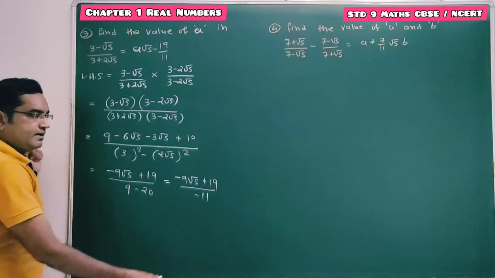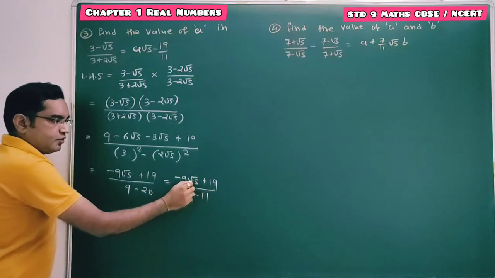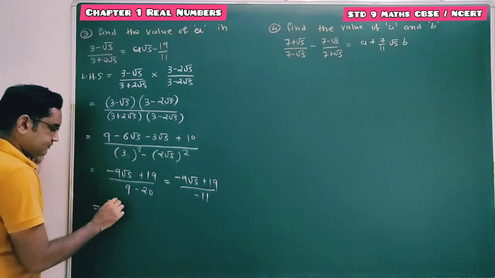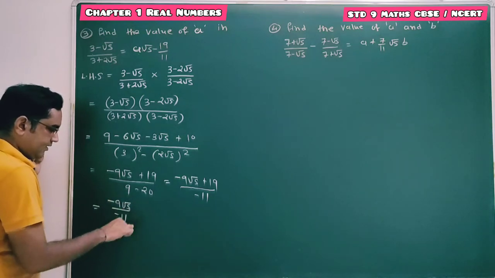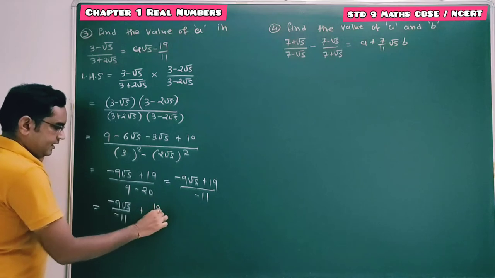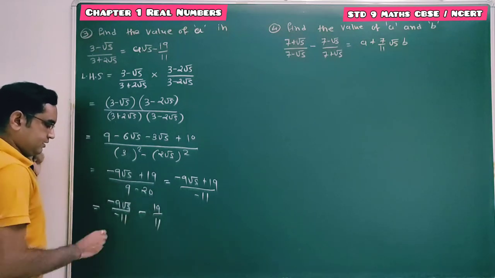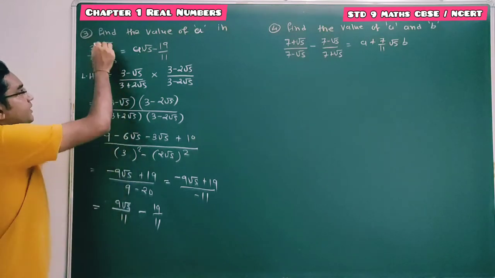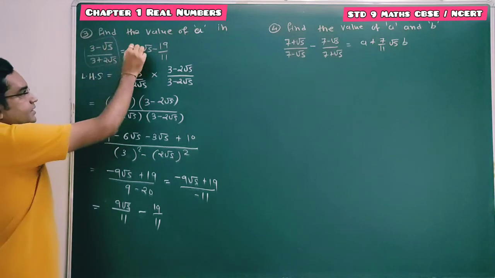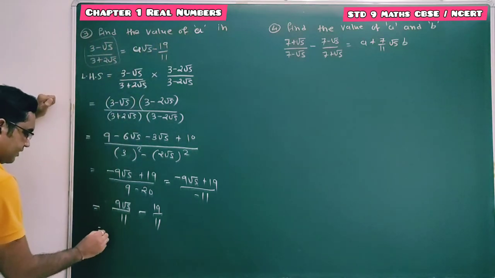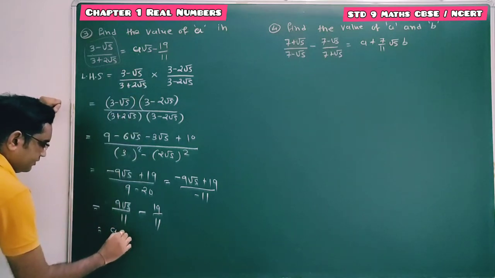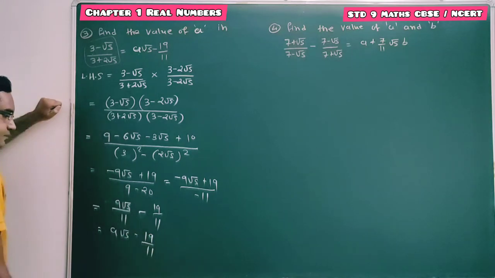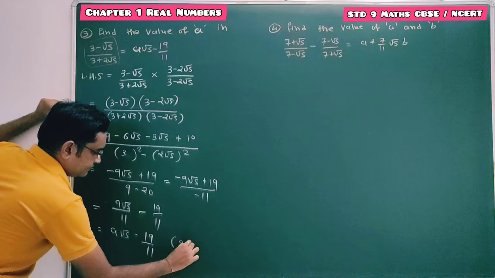Now can we write this minus 11 separately in the denominator of this numerator, under both terms? Yes. So minus 9 root 5 upon minus 11 plus 19 upon minus 11, so this will be minus and this will be minus minus plus. Done. So this is the value of the left hand side, and that is equal to this right hand side. So we can write this is equal to a root 5 minus 19 by 11. Done. This is given.